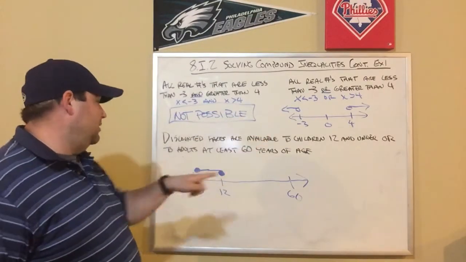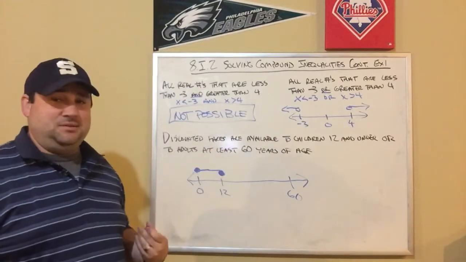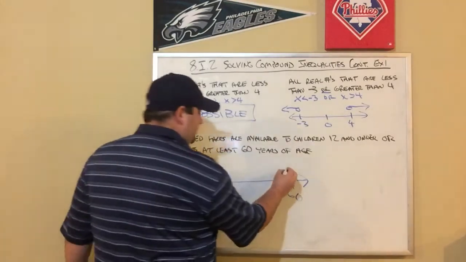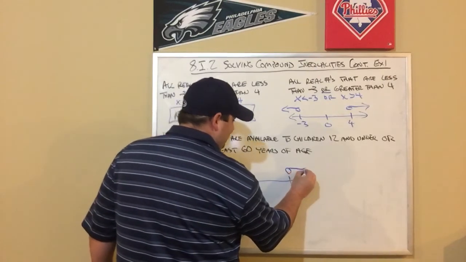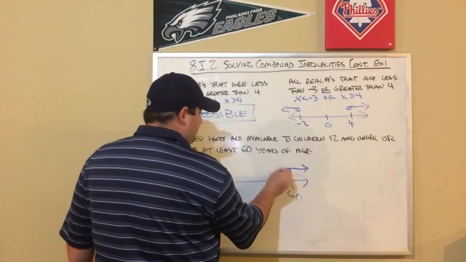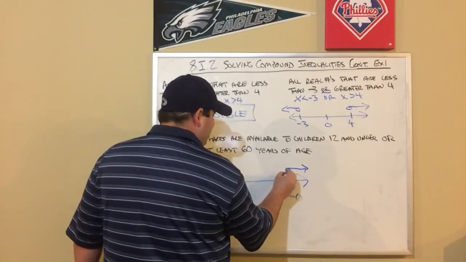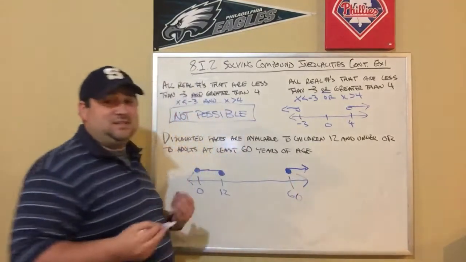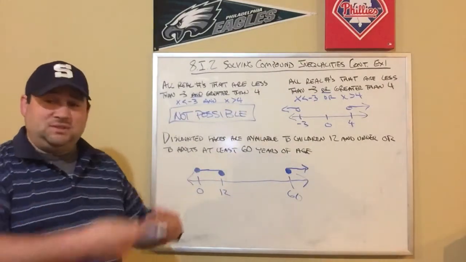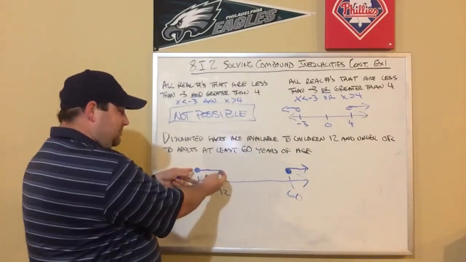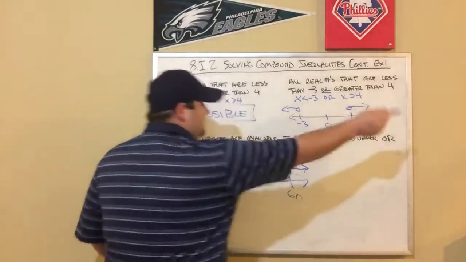To children 12 and under, or to adults at least 60 years of age. So adults that are at least 60, that means they're going to be greater, and we're going to fill in our circles, because if they're at least 60, that includes 60 as well. And so this one you can see, it's got multiple sections to it. It's got this section from 0 to 12, and then it's also got the section 60 and greater.